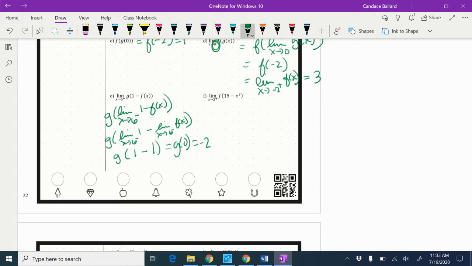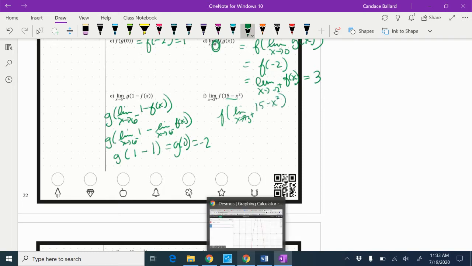I apologize for that. So we're looking at this one, and this is kind of a weird way of saying that we have one function composed inside of another. It's just instead of calling that function g, they're calling that function 15 minus x squared. So really what we're doing is f of the limit as x approaches 3 from the right of the function 15 minus x squared. I'm going to use Desmos to illustrate it a little bit.